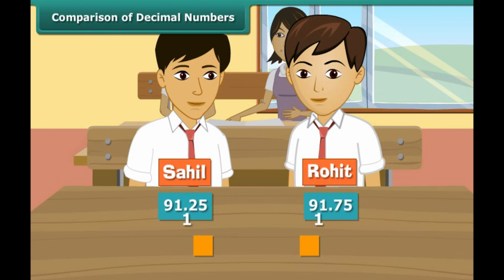Thus, we compare the digits on the right of the decimal point, starting from the 10th place. We find that 7 is greater than 2. This concludes that 91.75 is greater than 91.25. Thus, Rohit scored more than Sahil in the final exams.